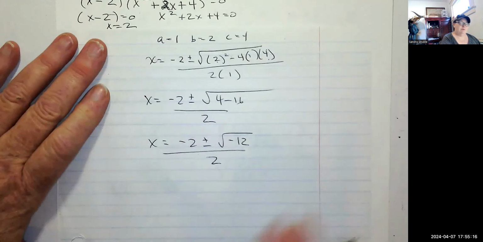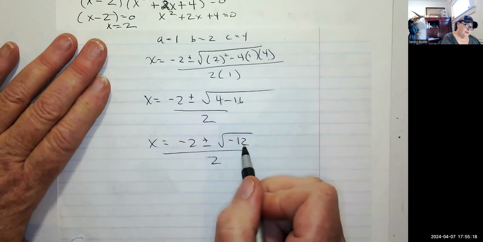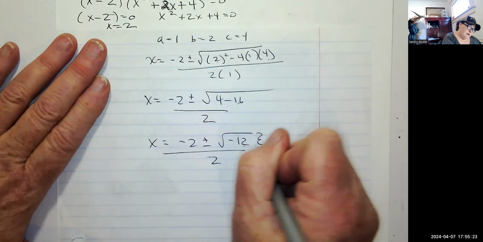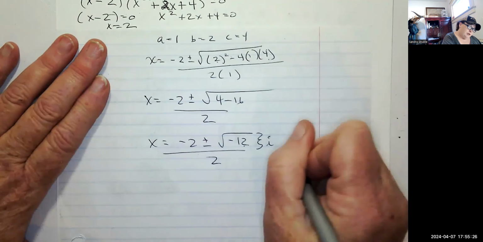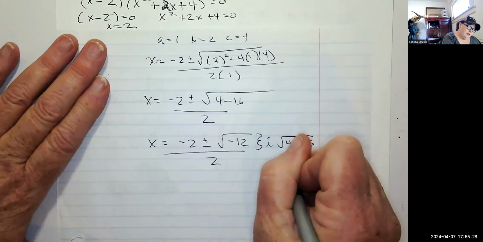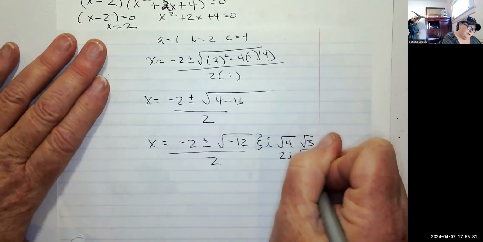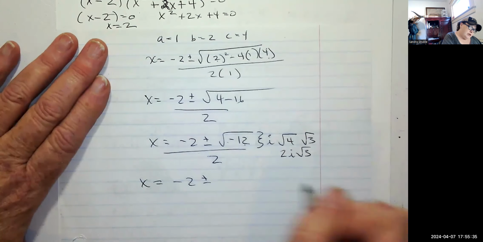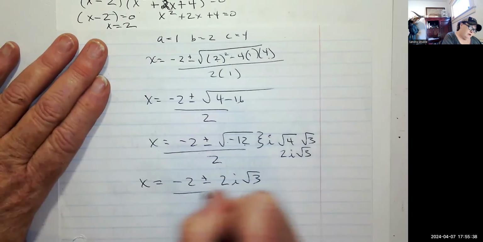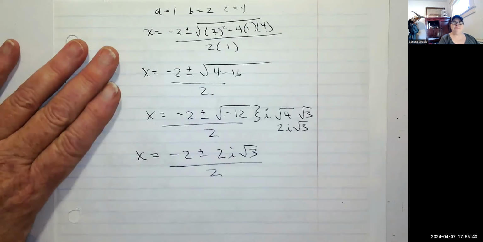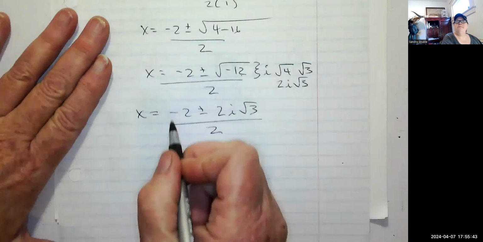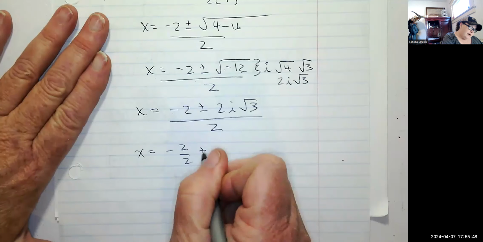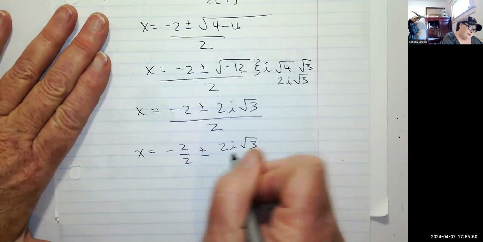You're getting some algebra out of this one. My gosh. This can break down into 4 and 3. So this is going to become an i, and it's going to be the square root of 4 and the square root of 3. So that's 2i square root of 3. That's going to become negative 2 plus or minus 2i square root of 3, all over 2. To make it easier to reduce this, you can just make it negative 2 over 2 plus or minus 2i square root of 3 over 2.